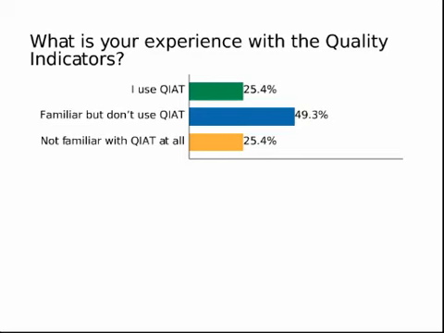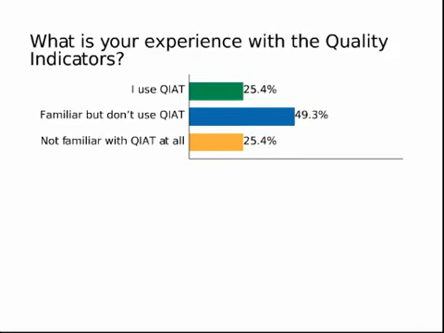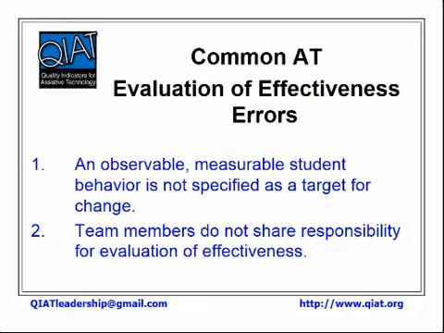Very good. All right, so we're going to move on. And one of the things we want to talk about initially, when we're involved in that AT process, is that there are things that we all know happen and we think, how did this happen? We want to look at some of those common errors that are associated with evaluation of effectiveness.